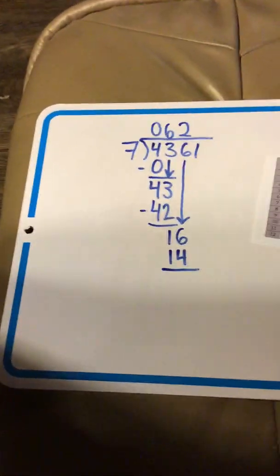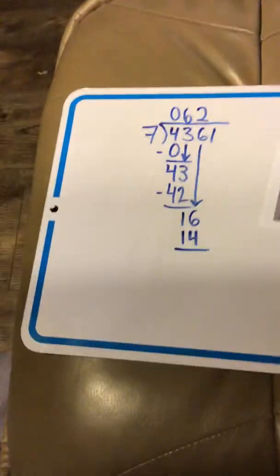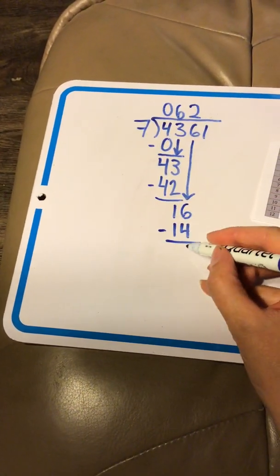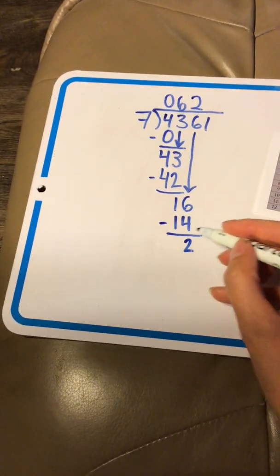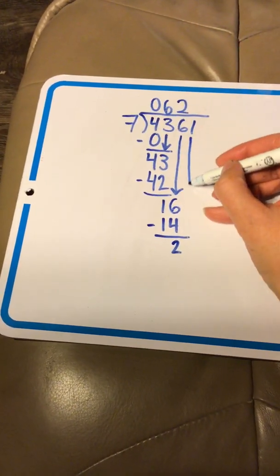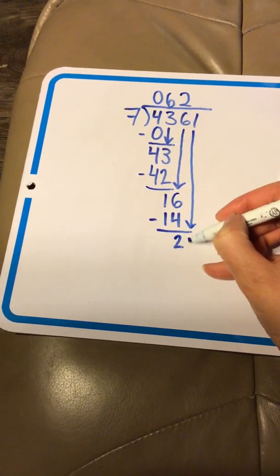So now, Sister Fish is going to subtract. 6 minus 4 is 2. 1 minus 1 is 0. I'm going to be lazy and not write that. And it's time for Brother Fish to bring down the next number.